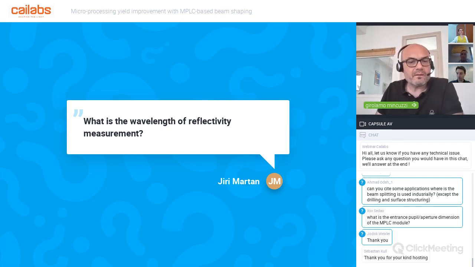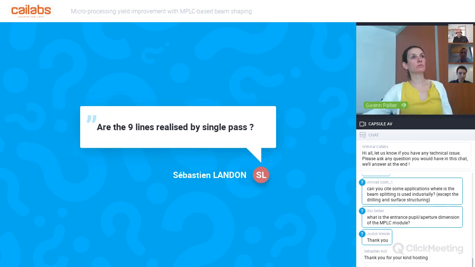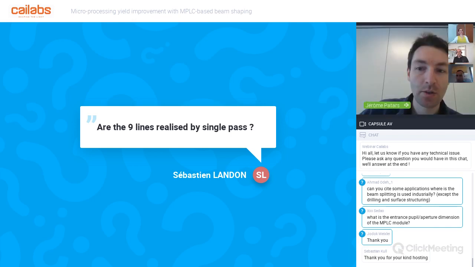All right, thank you, Jerome. I guess the next one will be for Jerome. Yeah, so the answer is simple. Yes, the 9 lines here are realized in a single pass because the Canon Daples module from Cailabs generates 9 different beams at the same time that go through the scanner at the same time and are marked at the same time.